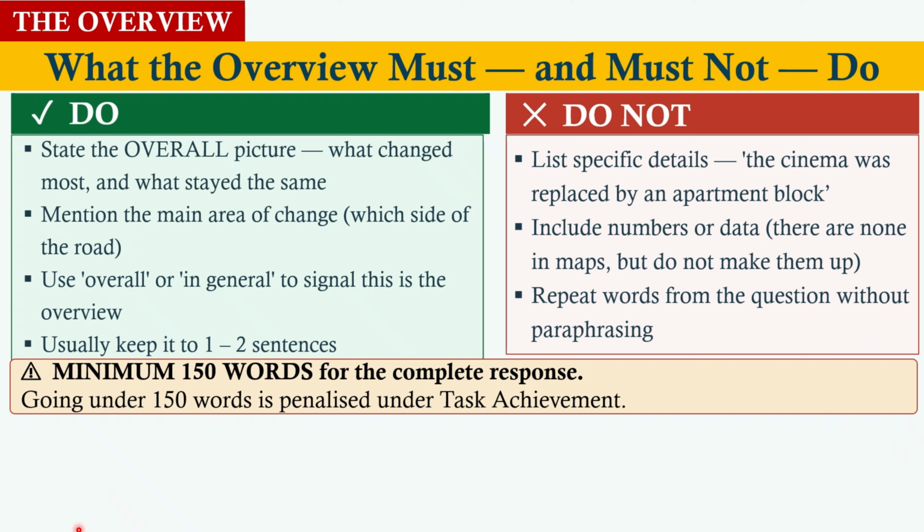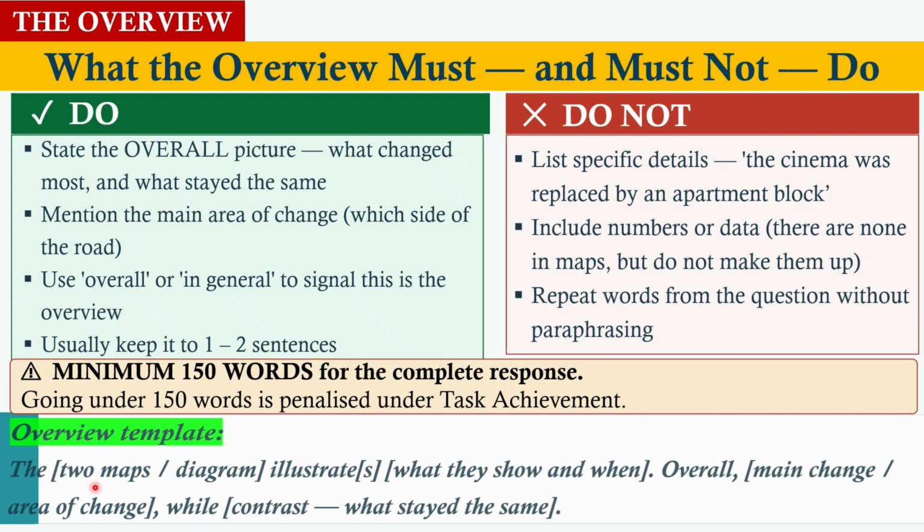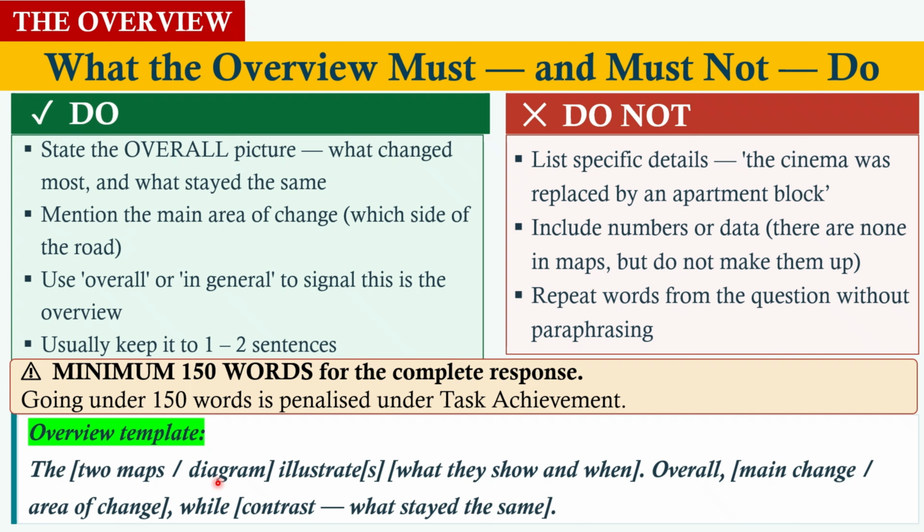To make writing the overview easier, you can follow a simple template. Start by introducing what the maps show and the time period. Then give the overall picture by identifying the main area of change and what remained the same. For example, look at this template. Don't worry about filling in the template just yet. In the next slide, we will apply it step by step to our map example.